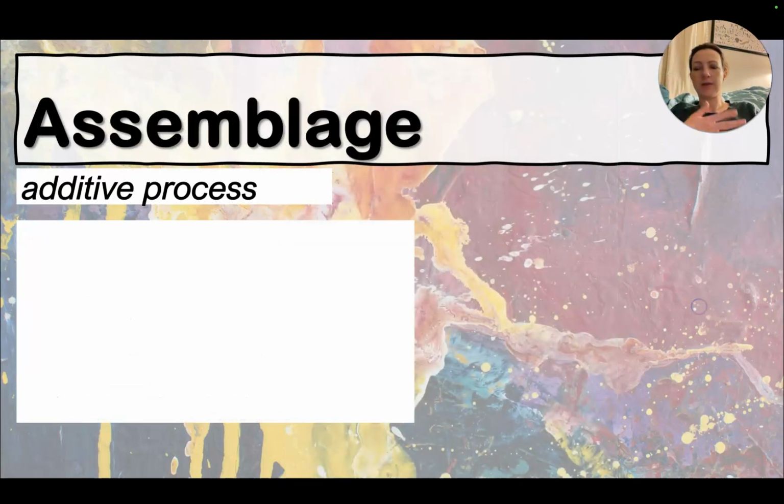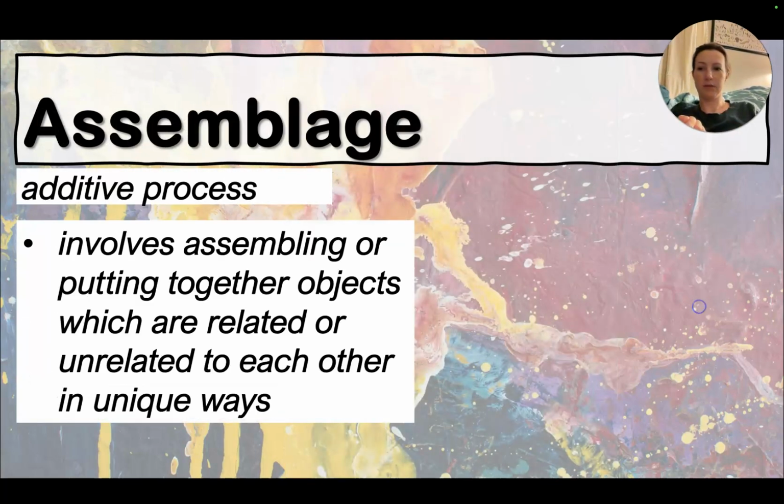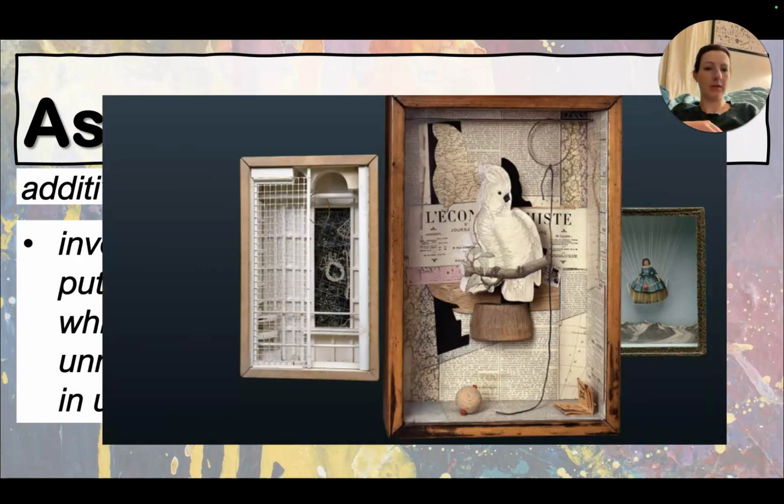And then last we have assemblage, another additive process. Here we're finding objects, which could be related or unrelated, and assembling them together as a whole piece. This is a Joseph Cornell shadow box. You can see he's adding things into this box to create his sculpture. So, found objects.